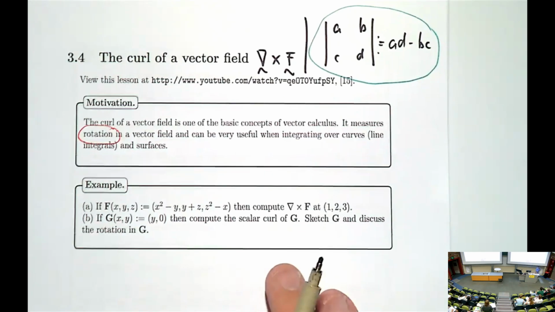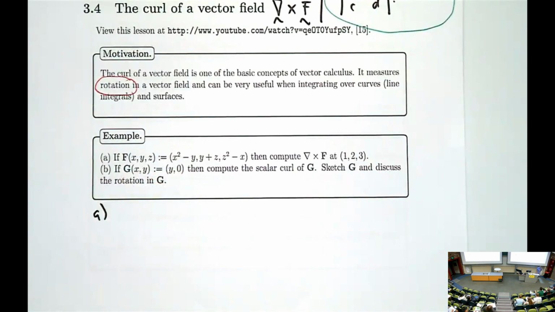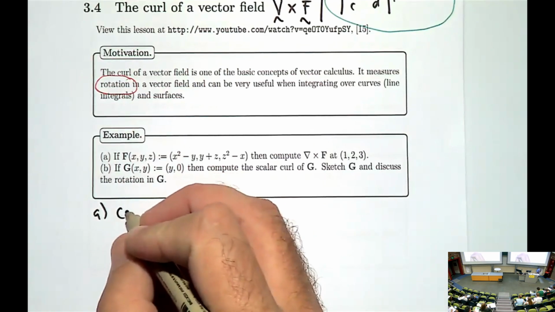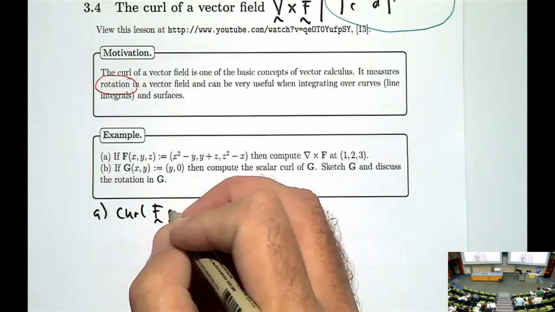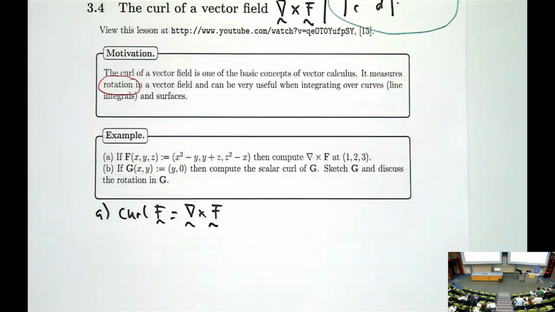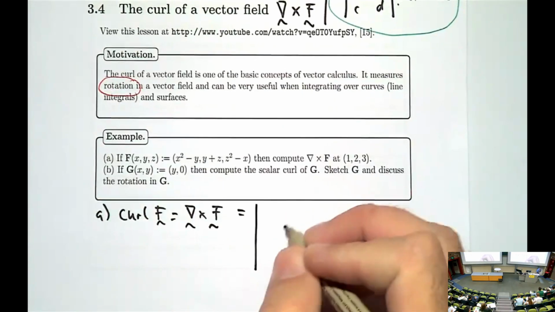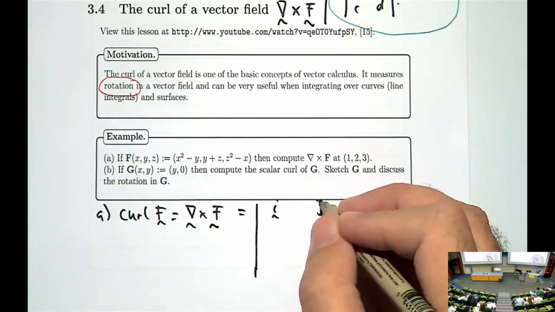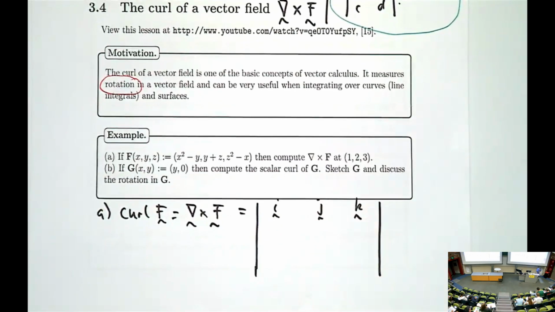All right. So, part A. Okay, F is that crazy looking vector field. Who knows what it is? But let's just compute this so-called curl, and we'll have a look at what it means. All right, so this is the way I do cross products. Maybe you do it differently. I write it as a 3 by 3 determinant.